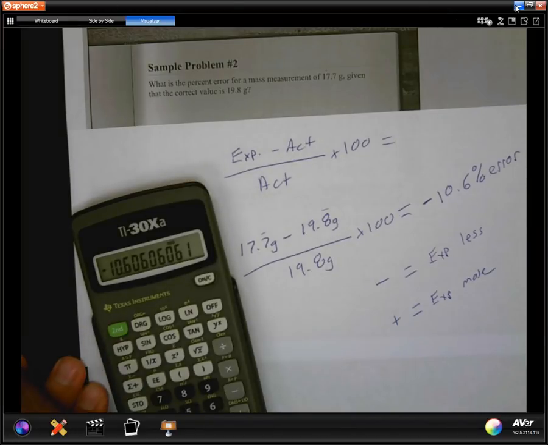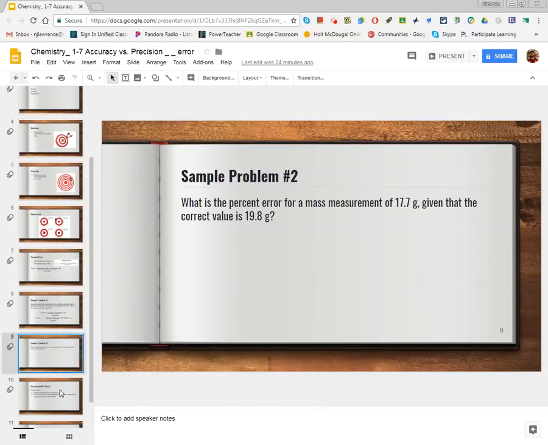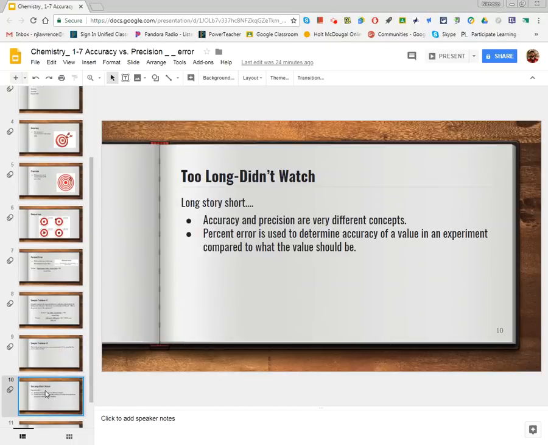Again, I hope this video has helped you understand the concepts of precision and accuracy, and how we can use this equation, percent error, to determine the accuracy of any experiment that we do and understand how accurate we were in our lab. Thank you.